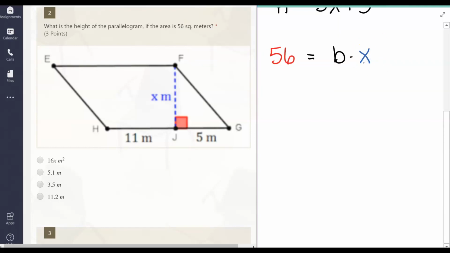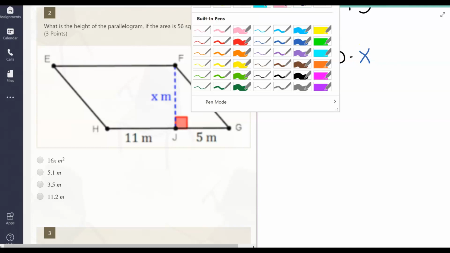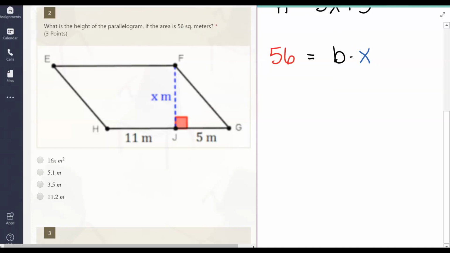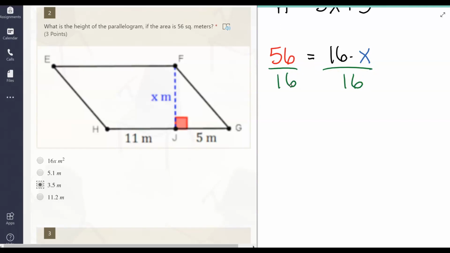And as far as the base goes, the base is always going to be the side of the parallelogram that's perpendicular to the height. So that's not just this 11, it's not just this 5, it's this whole side that's actually worth 16. So when I go to solve for x and look for x alone, I divide by 16, and I wind up with a height of 3.5.